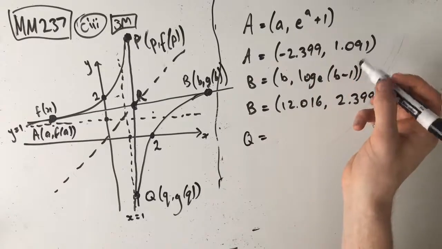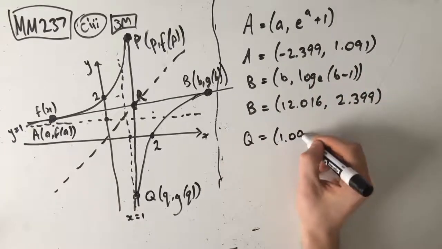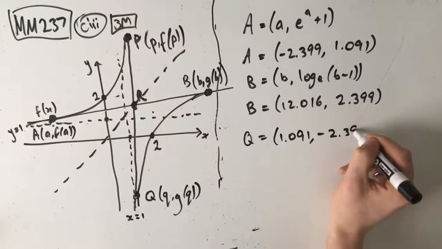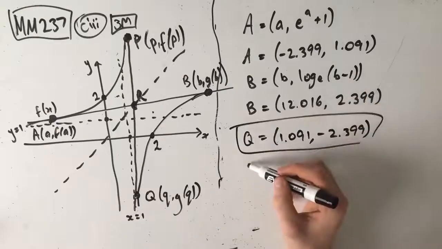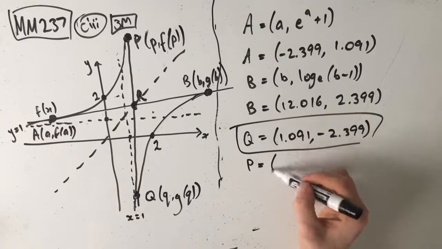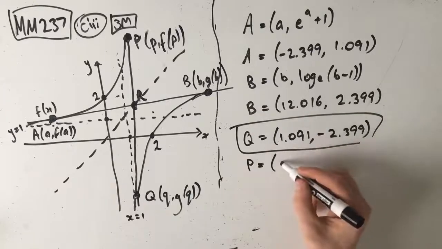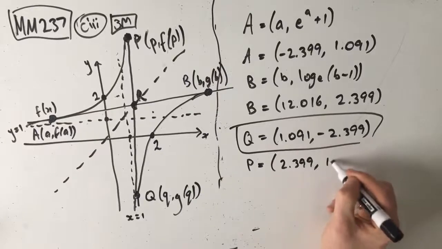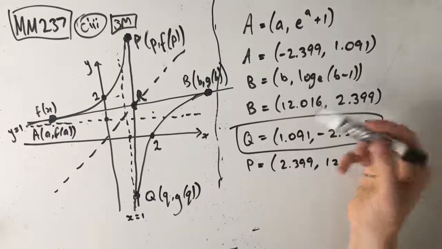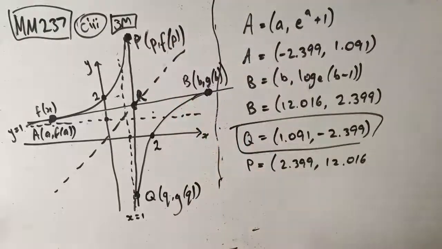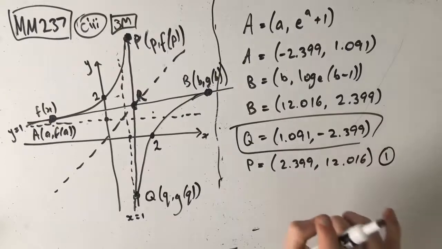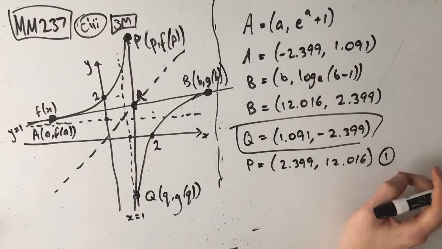Which means that for Q, we get 1.091, negative 2.399, okay? So it's the inverse of this point here. And P is equal to the inverse of B, which is 2.399, 12.016, okay? So these two are opposites, inverses of each other, so you can swap the x and y values and it gives you those. This is where our first mark is, okay? So finding P and Q gives us that.